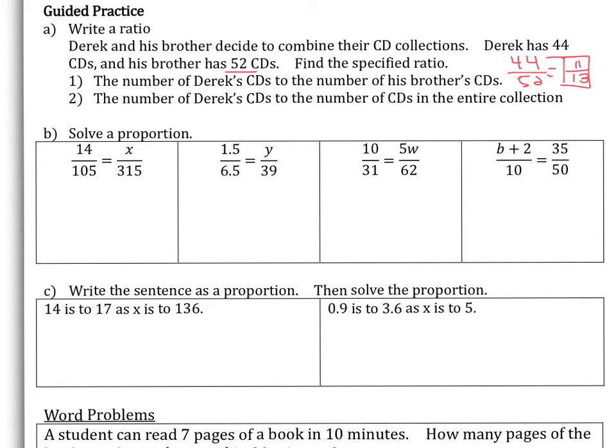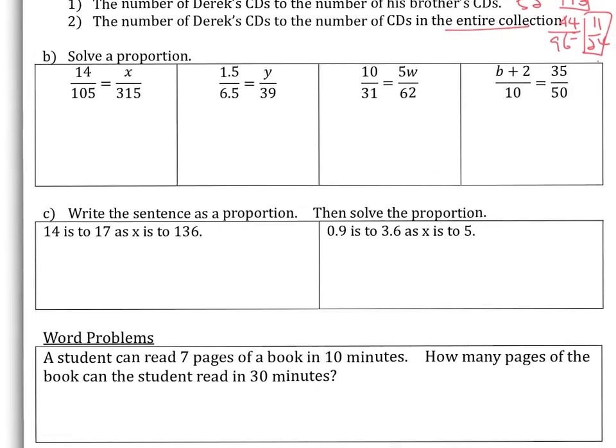The number of Derek's CDs, 44, to the entire collection. So 44 plus 52 makes 96. After you simplify that, you should get 11 over 24. So fairly easy. Part B.